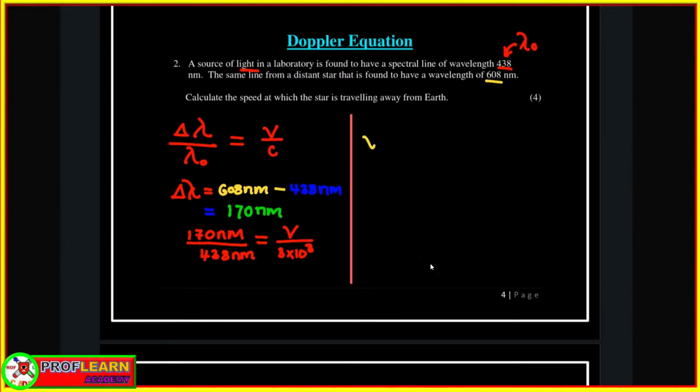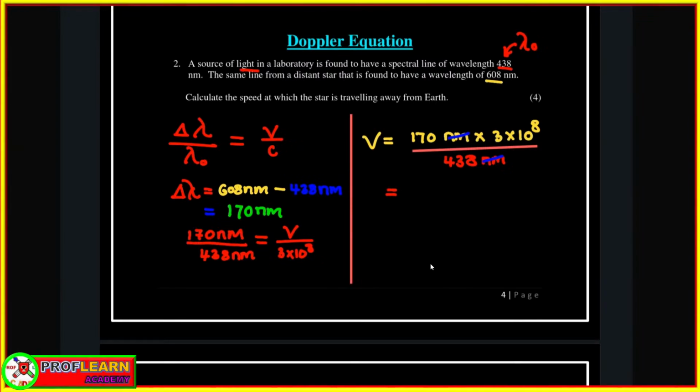We make v the subject of the formula so that we can work out the speed at which the star is moving away from the Earth. So let us try to work it out.